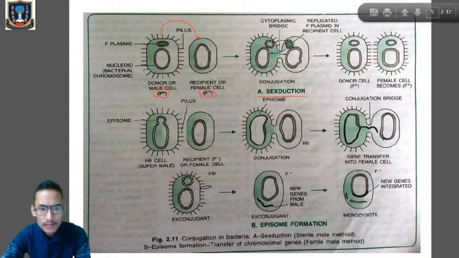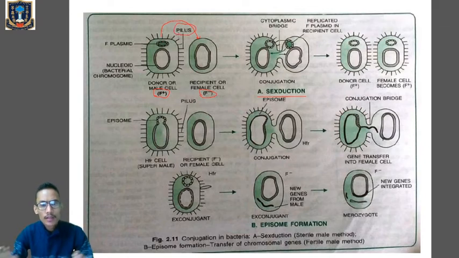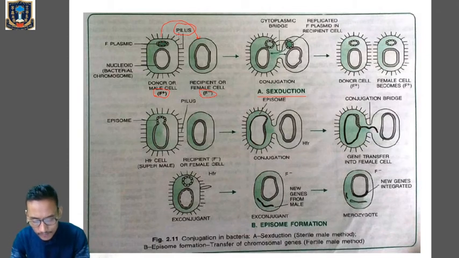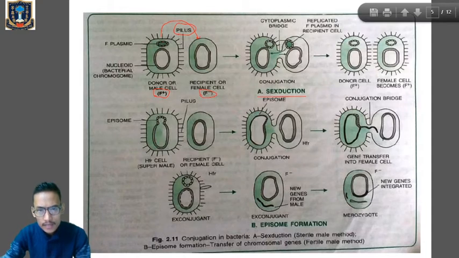Can you show me a pilus? So by the help of this pilus, or the pili, P-I-L-I, the donor cells will be attached to the recipient cells. Okay, so in the region of contact, a pilus grows in size and it will form a cytoplasmic bridge.